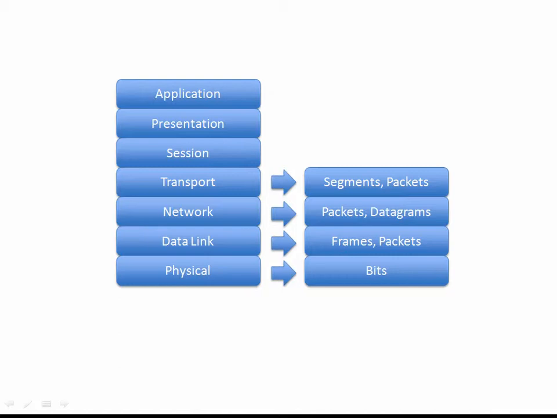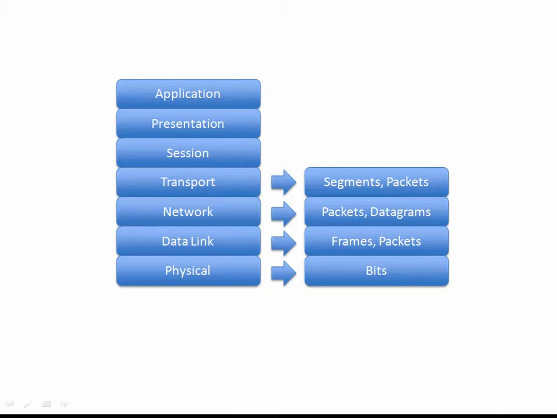When we have ones and zeros, binary ones and zeros down at layer 1, those are bits. At the physical layer, we have bits as our protocol data unit. At the data link layer, we have frames. And you'll notice that packets show up at more than one layer.